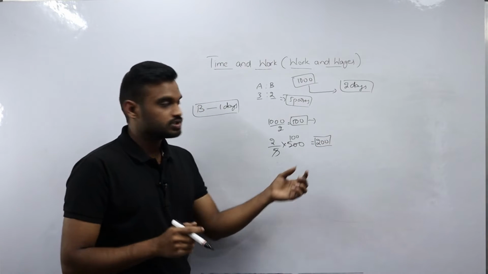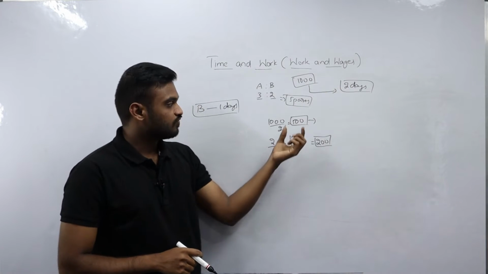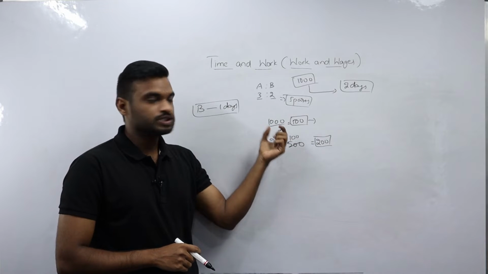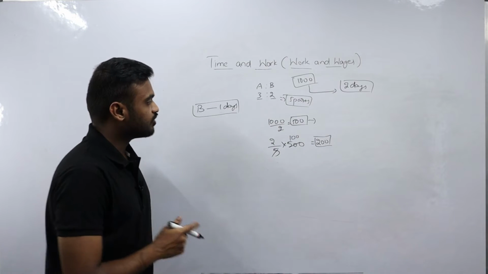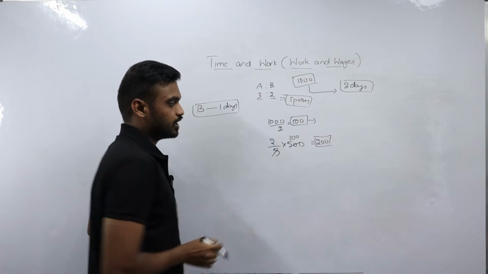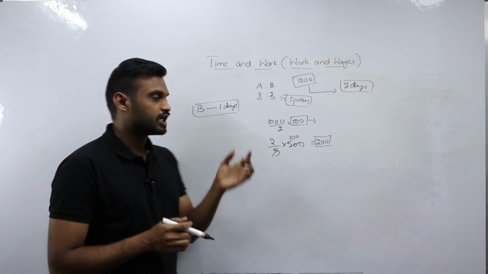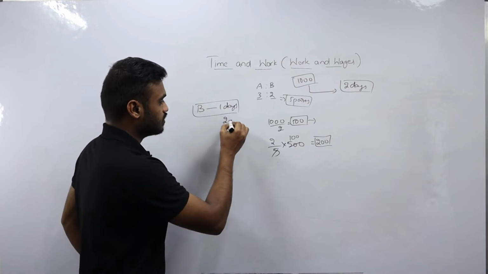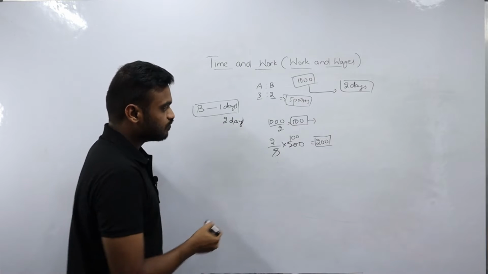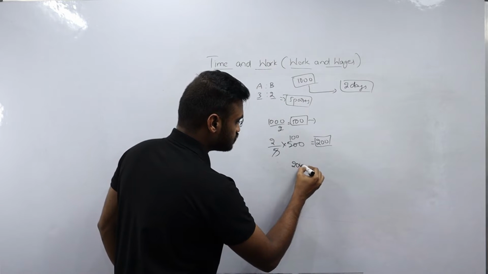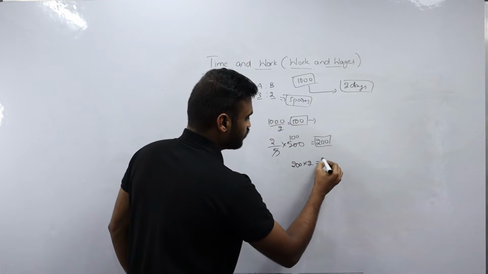Remember this: for 2 days they will give 1000 rupees, and for 1 day they will give 500 rupees to A and B. Now what is the share of B? 2 by 5 into 500, that is 200 per 1 day. Suppose they ask for the share of B for 2 days, then we will get 200 into 2, that is 400 rupees.